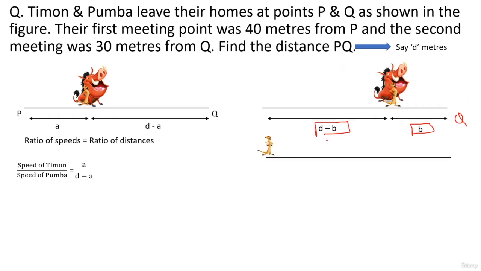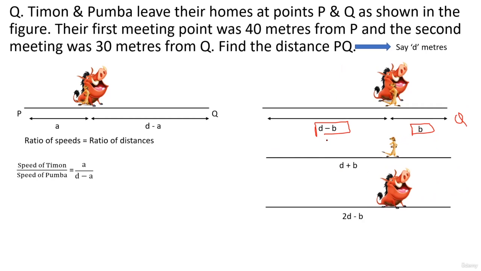Let's understand the movement of Timon now. Timon starts from the left end from P, and it completes the entire track length plus extra B, right? So Timon has moved a distance equal to D plus B units. Similarly, Pumbaa starts from the right end, covers the entire track length and is back. How much is left from the right end now? B units are left. So Pumbaa is covering D units plus D minus B units, right? So Pumbaa is covering a total of 2D minus B.